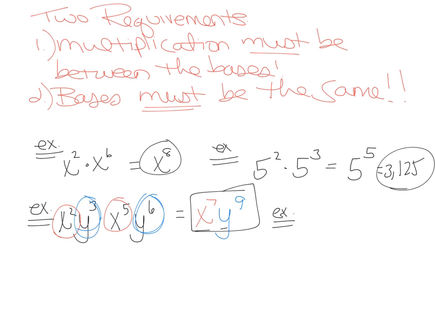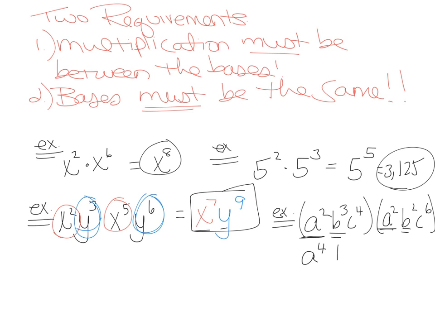Let's look at another one. Let's do a squared b cubed c to the 4th, a squared b squared c to the 6th. Notice I put parentheses around this problem. Parentheses just mean multiplication. So group my variables together. Let's do a's first. We always usually go in ABC order. So what operations between everything? Multiplication. So let's add our exponents. I get a to the 4th power. So now look at my b's. I get b to the 5th power. And I get c to the 10th power.